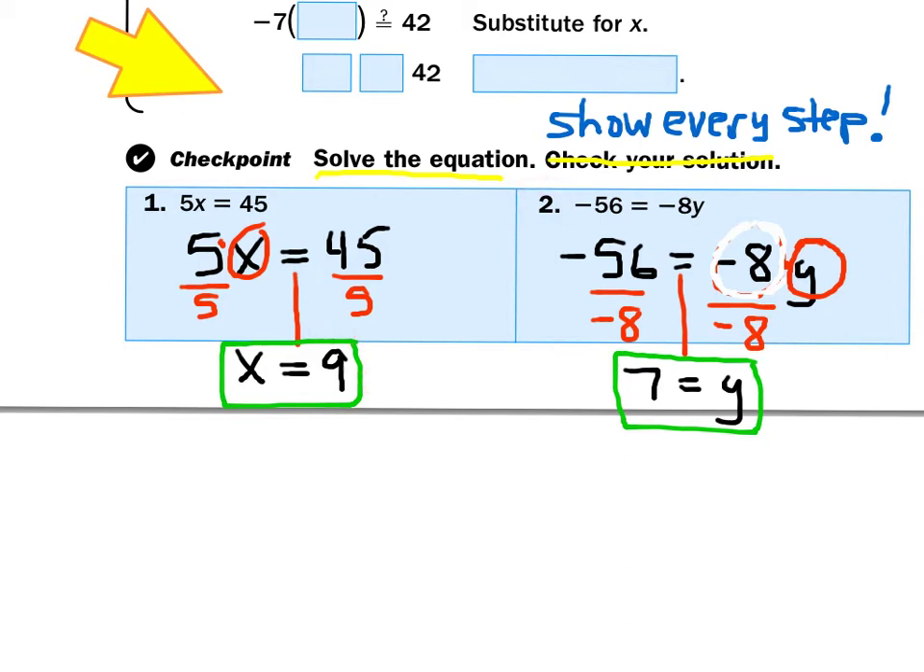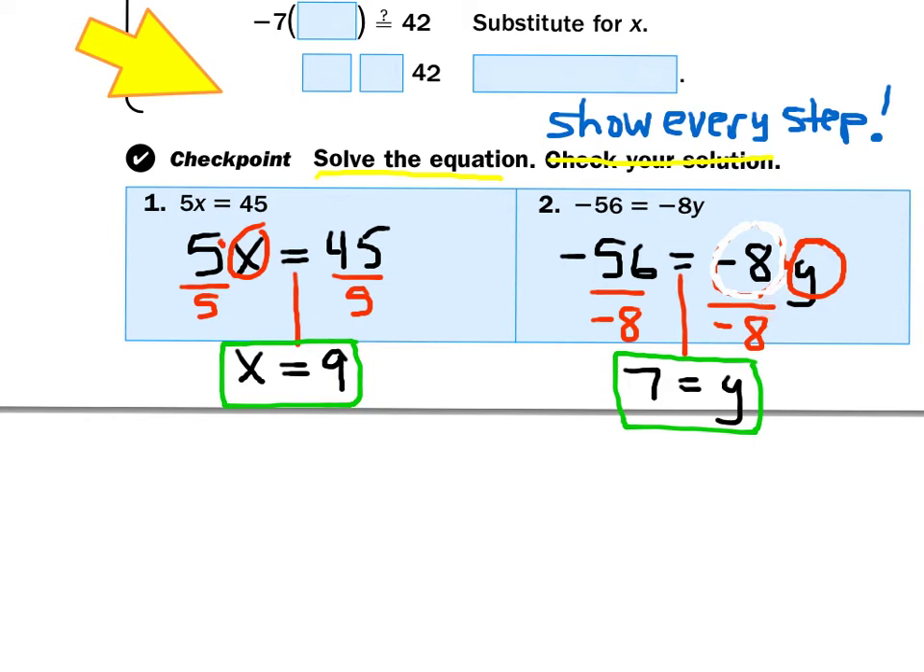Take a look at number 2 here. They gave us negative 56 equals negative 8y. So I copy the equation exactly like it's written. Negative 56 equals negative 8y. And then I circle my variable, I circle my y, and I bring that wall down underneath the equal sign. Notice how the negative 8 times is on the outside of the circle, so that's what I want to destroy.